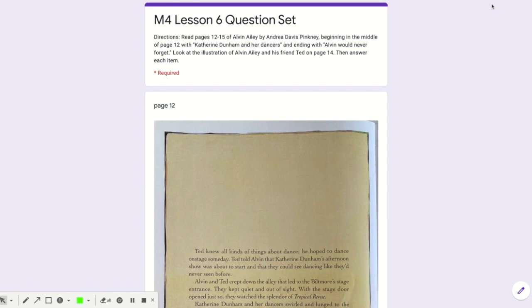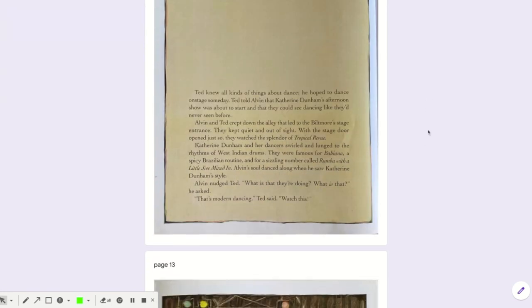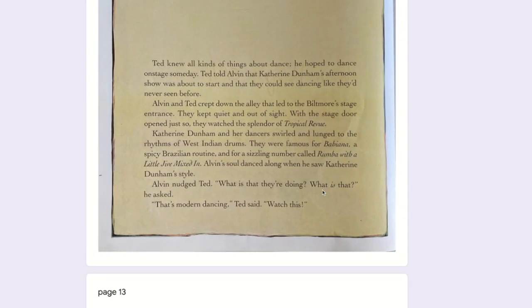All right, so here is your question set for today. The directions read: pages 12 through 15 of Alvin Ailey by Andrea Davis Pinkney, beginning in the middle of page 12 with Catherine Dunham and her dancers, and ending with Alvin Would Never Forget. Look at the illustration of Alvin Ailey and his friend Ted on page 14, then answer each item. So we're going to start here with page 12.